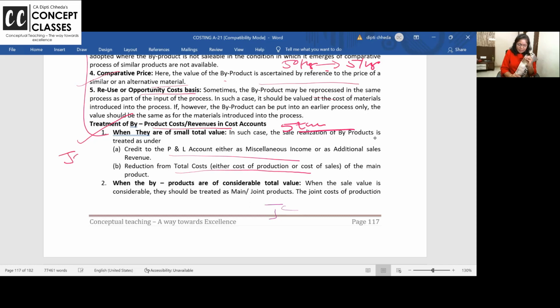So if my joint cost is 5 lakhs and the byproduct value is 25,000, I can reduce the joint cost only to 4,75,000. How did you like this? So you reduce it from the total cost, or you credit it to the P&L account.